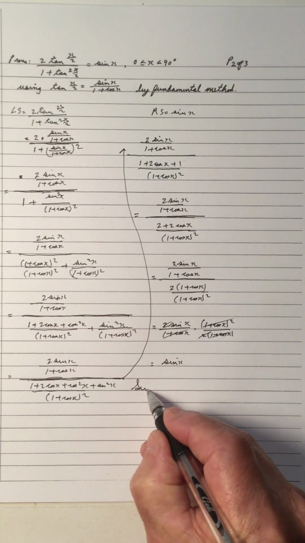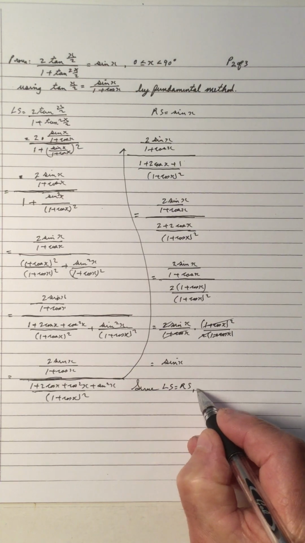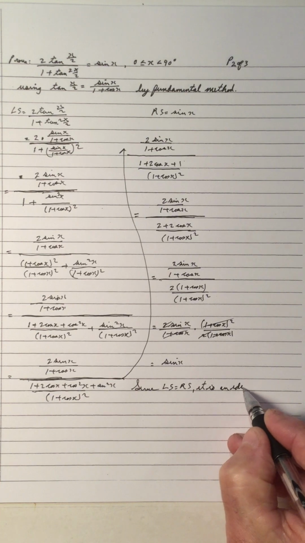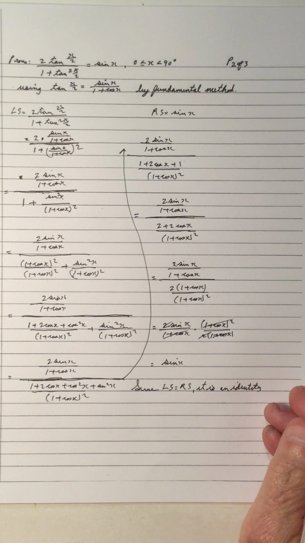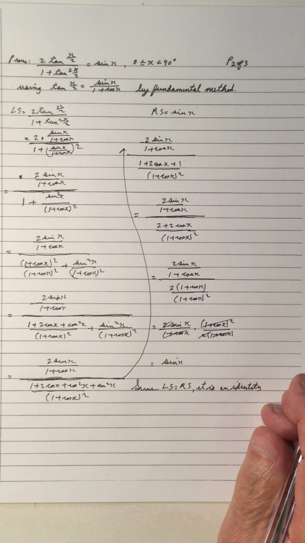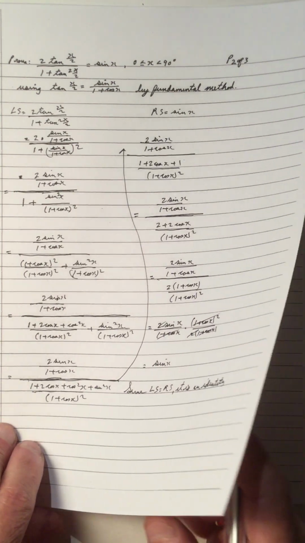And since the left side equals the right side, it is an identity. So that's proving it by the fundamental method. But notice all the steps. It's tedious to write them all out, but I did one step at a time.